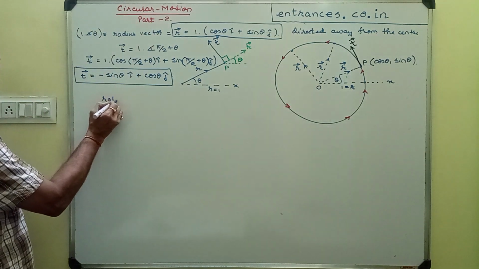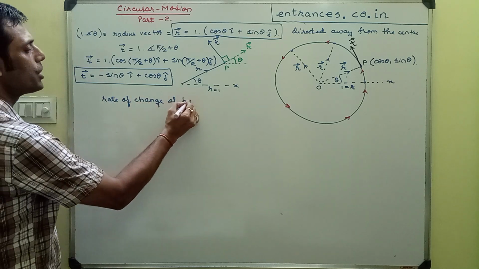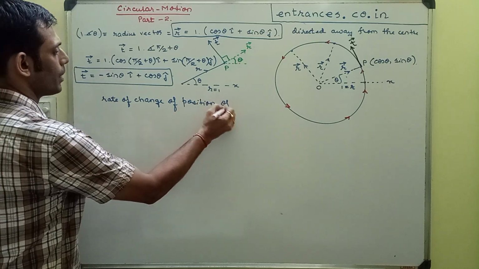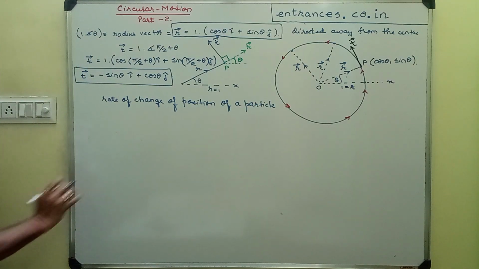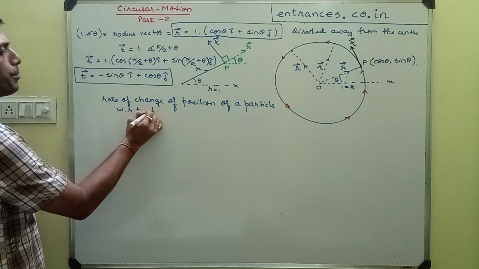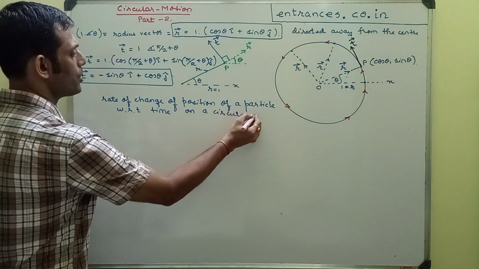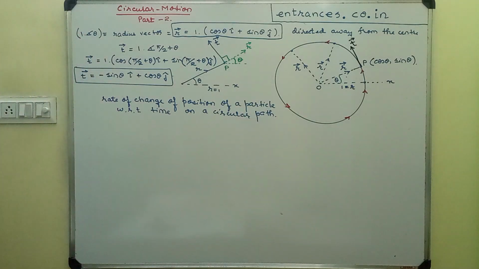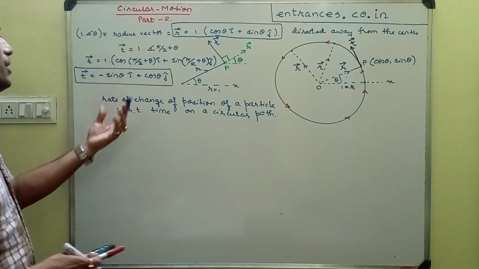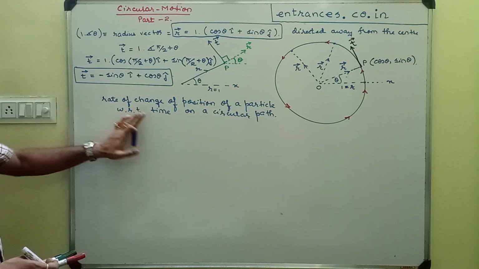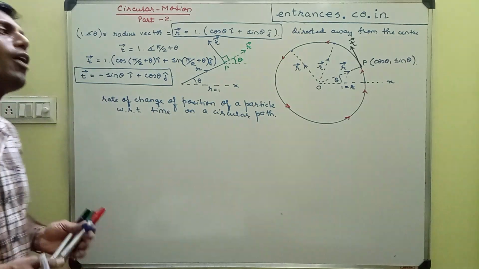The rate of change of position of a particle with respect to time on a circular path. Look at this. There is a change in position. The particle is changing position, and that is happening with respect to time. So there is a rate of change with respect to time. So the rate of change of position of a particle with respect to time on a circular path. How will you define this?